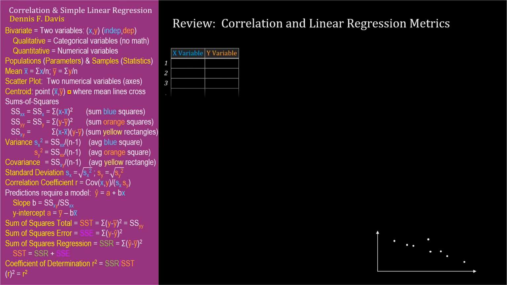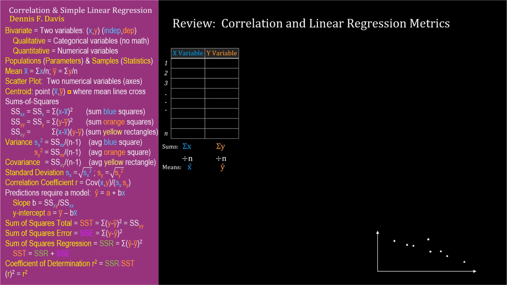We have a data set of n observations, blue x values and orange y values. Let's always start with finding their means, x bar and y bar, because most of the differences we'll square are differences from the means. We sum them up and divide by the sample size n, and that tells us x bar and y bar. On the scatter plot, here's the dotted line representing x equals x bar, and here's y equals y bar. Their intersection is the centroid, whose coordinates are x bar, y bar.